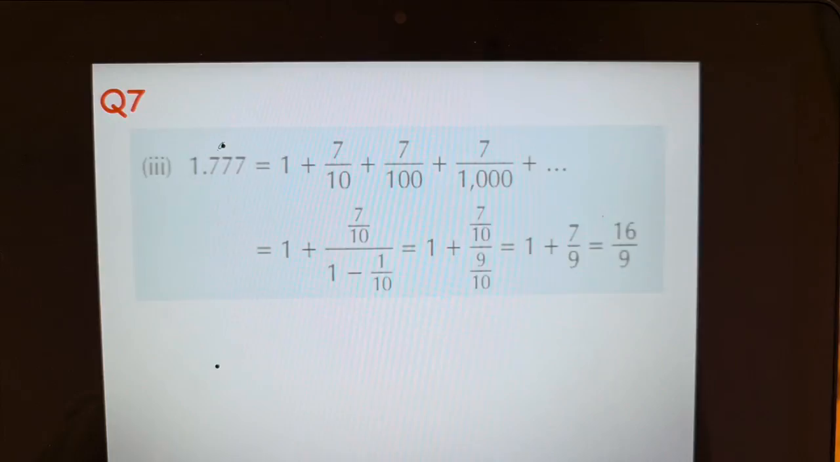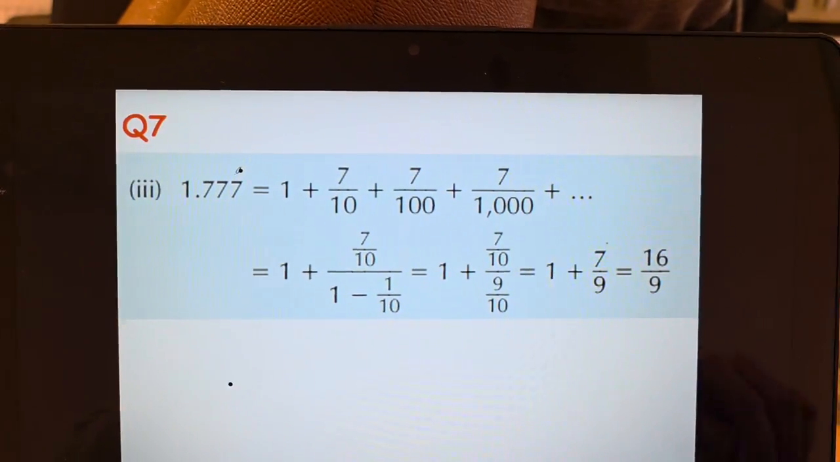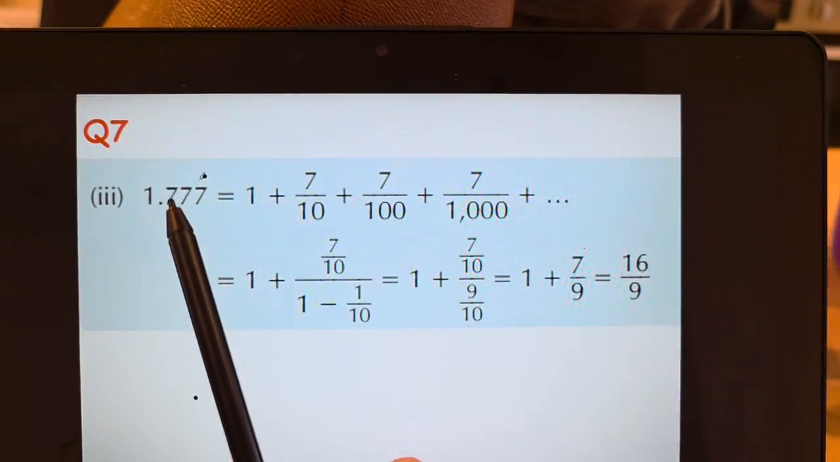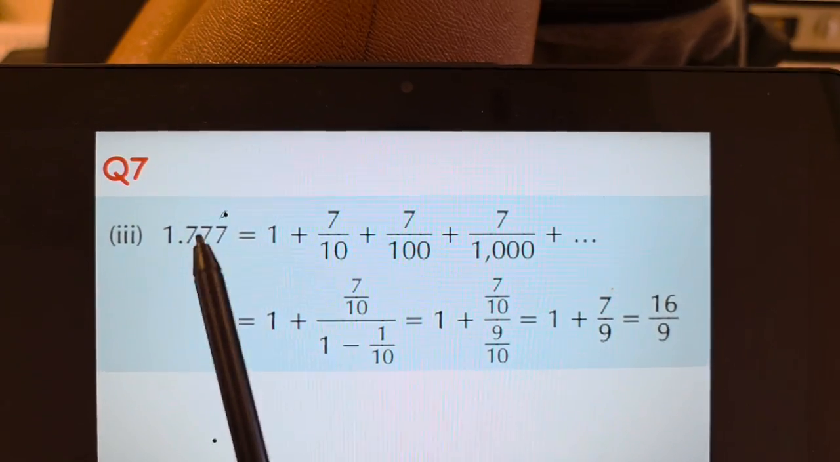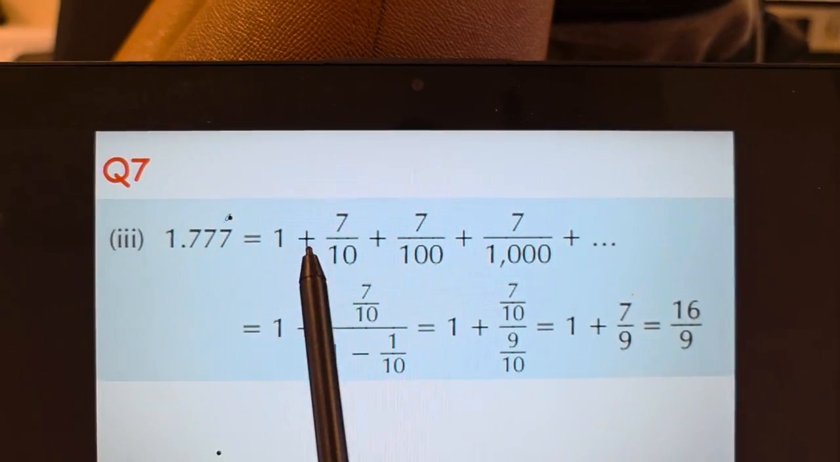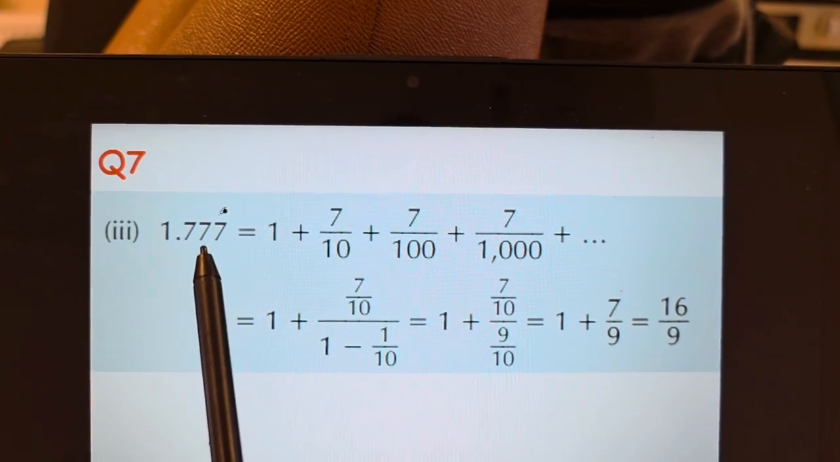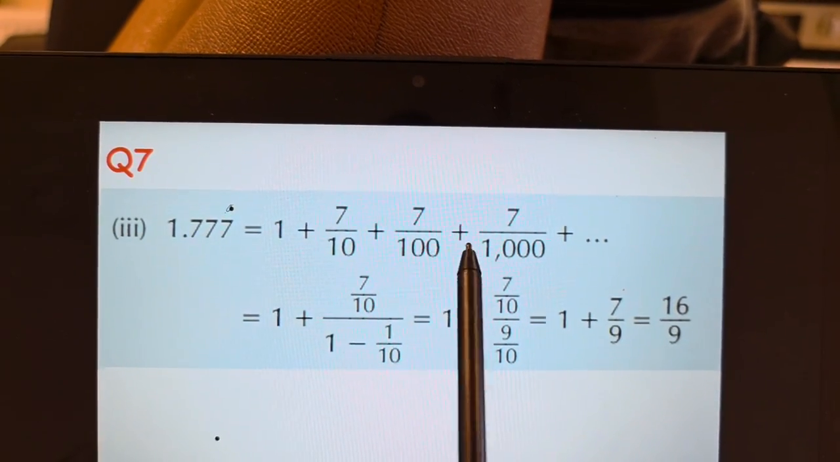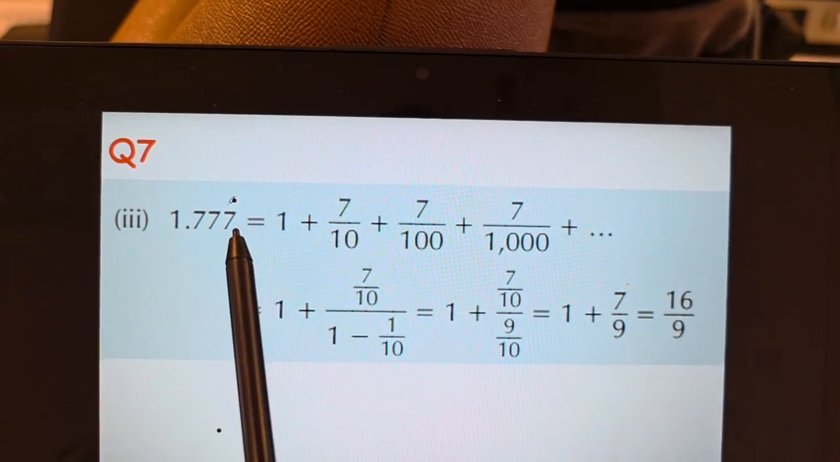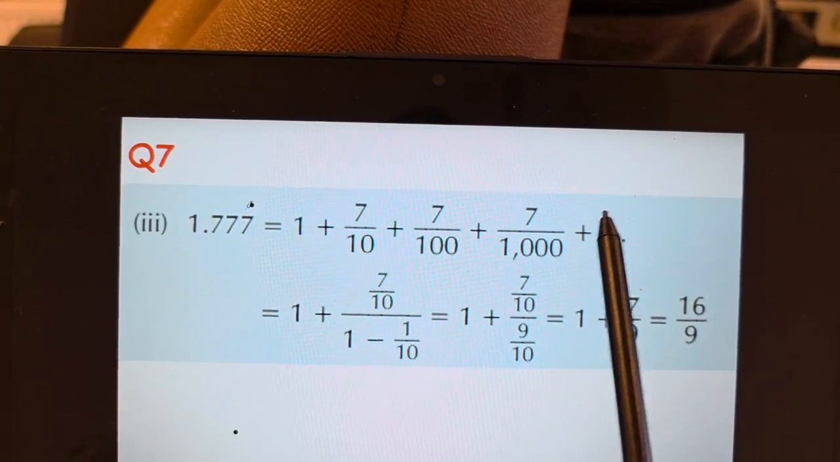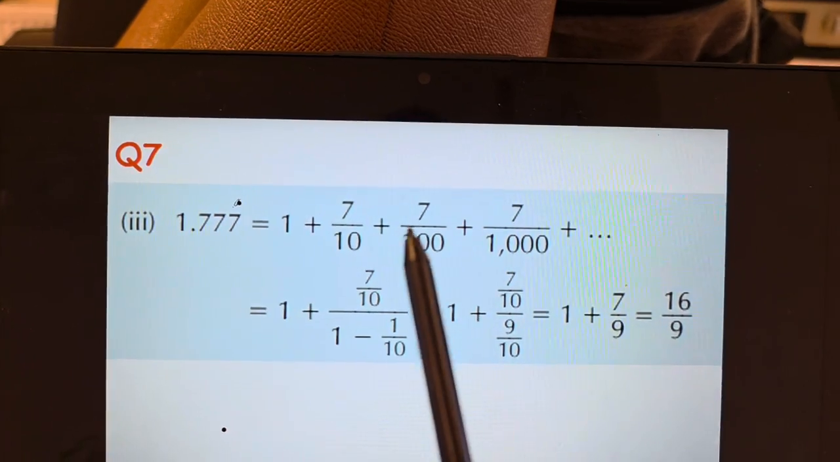Okay, question 7. Write 1.7 with a recurring decimal 7 as a fraction. Write it out as the sum of its parts: 1 whole unit plus 0.7, or 7/10, plus 0.07, which would be 7/100, plus 0.007, which would be 7/1,000, plus 7 over 10,000. It would go on to infinity.